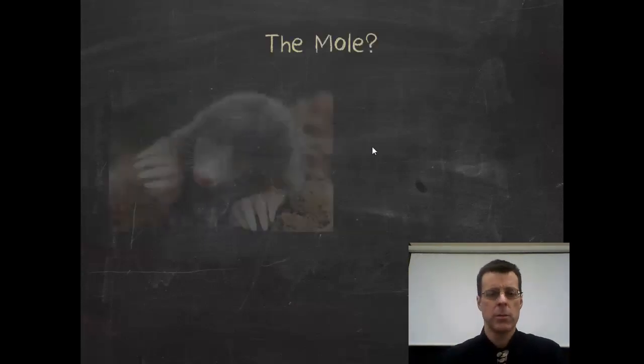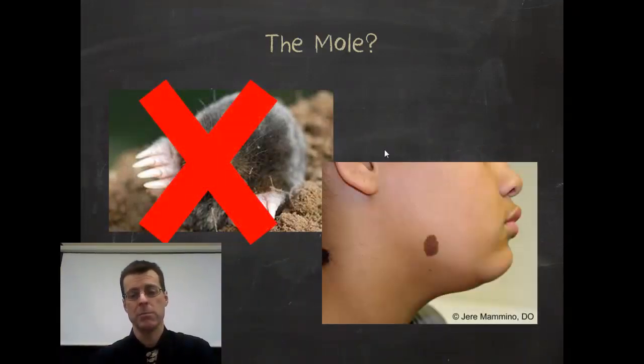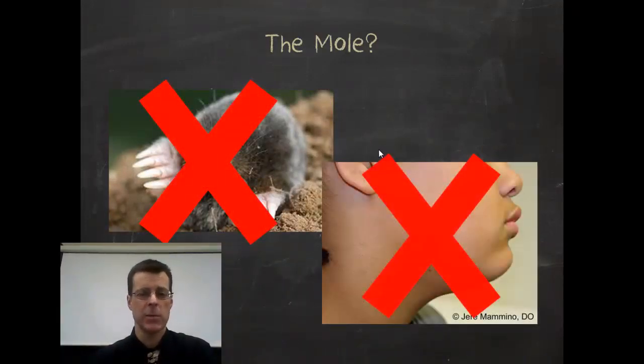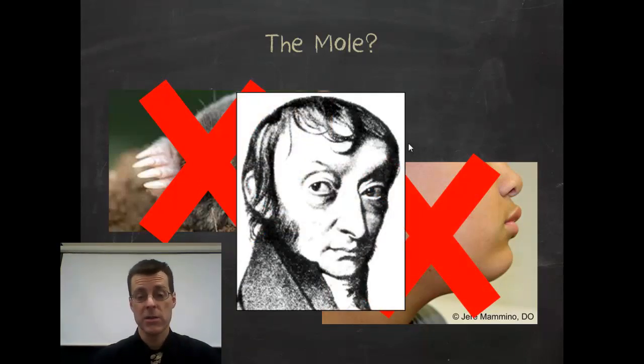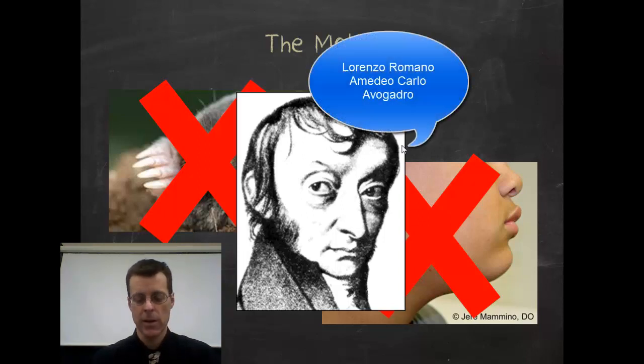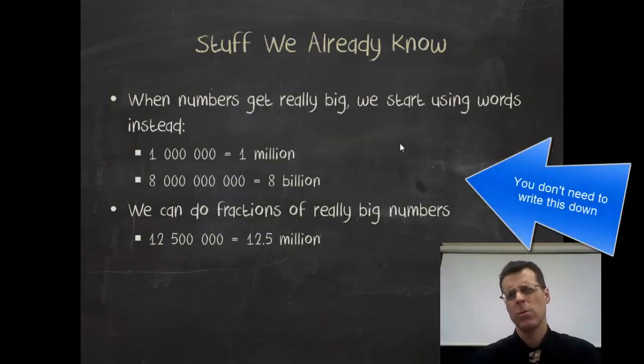When you hear the word mole, a couple pictures might pop in your mind, maybe a little animal, but that's not what we're talking about. Maybe a spot on the skin, and that's not what we're talking about either. Really, for us, the mole is going to be centered around this chap, and his name was Avogadro. I don't remember his first names, he had several of them. He came up with a number, and that number is going to be really, really important. And that number is what we end up calling the mole. So what I've been saying is that the mole is a number.